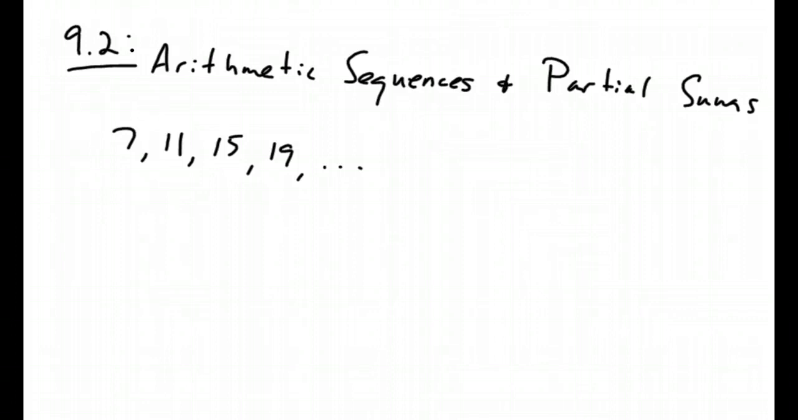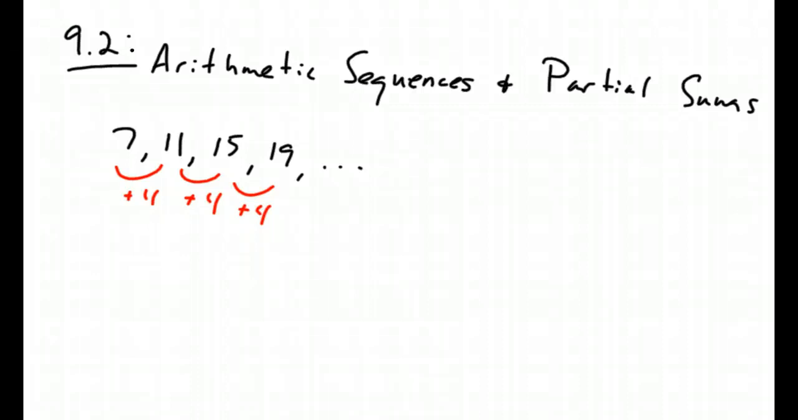But anyways, in this video I'm going to be talking about arithmetic sequences and partial sums. An arithmetic sequence is basically something where you add or subtract to get to the next number. So like in this sequence, 7 to 11 we do plus 4, 11 to 15 is plus 4, 15 to 19 is plus 4, so I'm adding 4 each time. So this is an arithmetic sequence where the difference is 4.